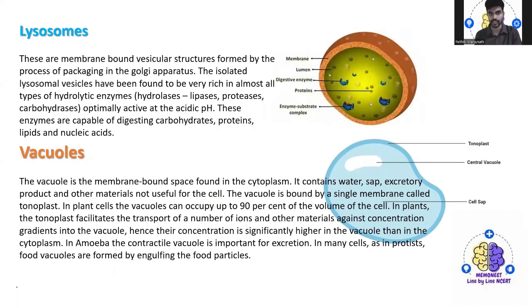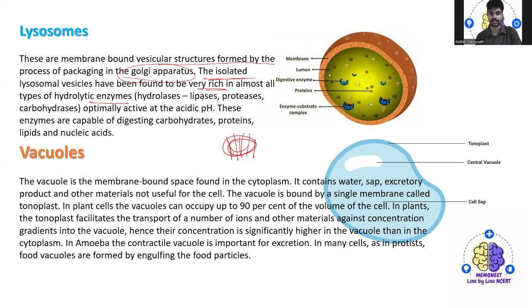The next two you will see are lysosomes and vesicles. So what do we mean by lysosomes here? They are membrane-bound vesicular structures formed by the process of packaging in the Golgi apparatus. The isolated lysosomal vesicles have been found to be very rich in almost all types of hydrolytic enzymes, such as hydrolases. Hydrolysis is where enzymes or proteins are cut into small, tiny pieces.